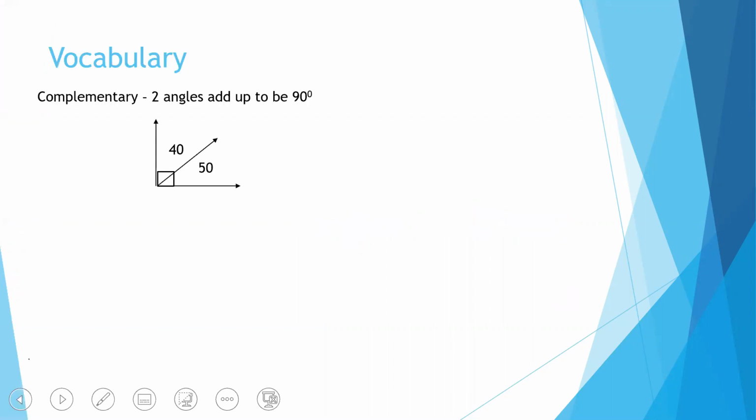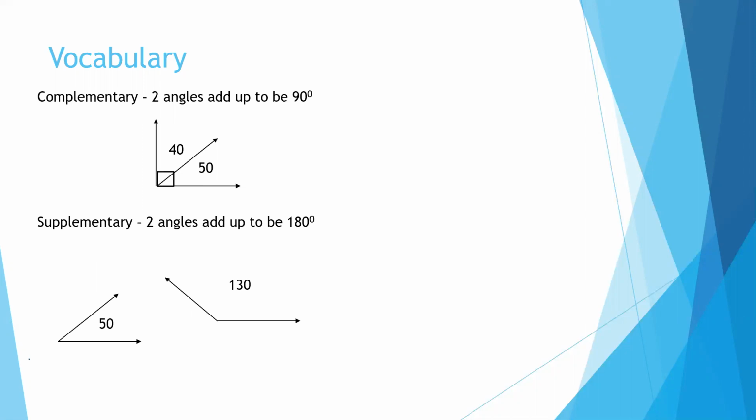So let's review some vocabulary words that you discussed. Complementary angles mean two angles that add up to be 90 degrees. In this example, 40 and 50 equal 90. See our right angle, and the little box represents our little square, which shows us it's 90.